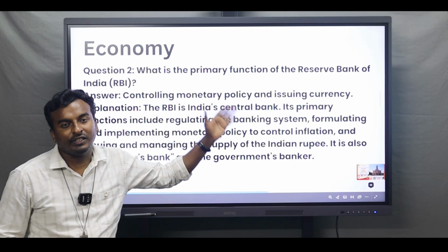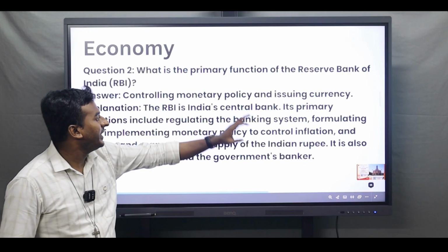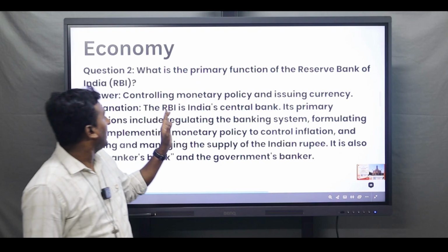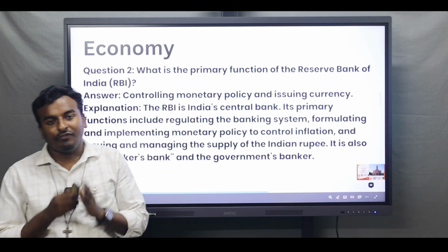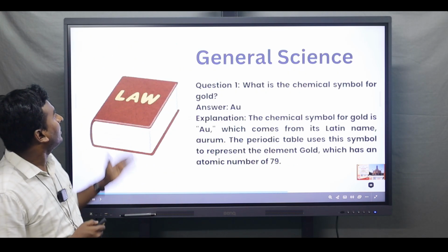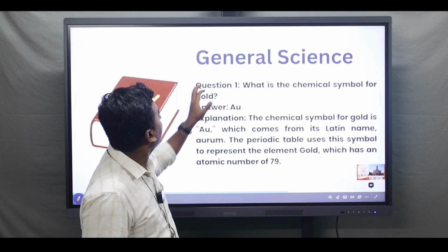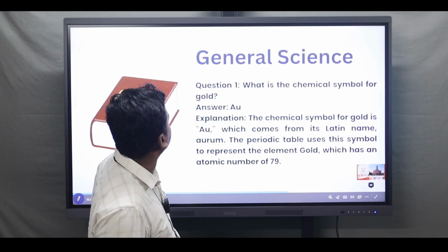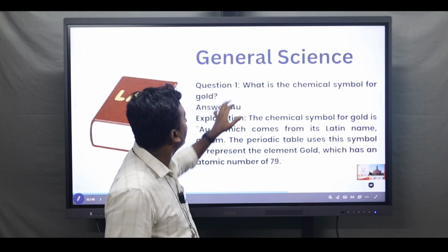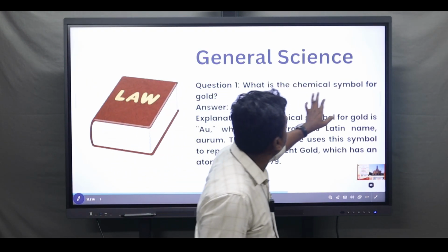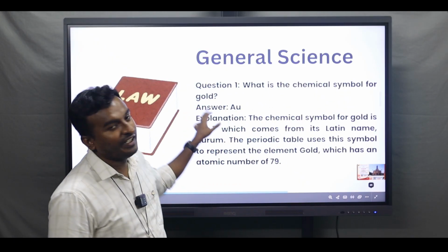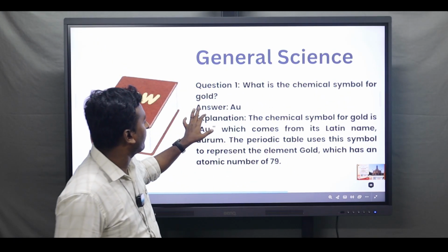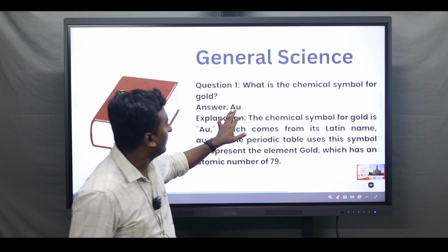The fundamental duties of the Reserve Bank of India are issuing currency as well as controlling monetary policy, the main thing of the Reserve Bank of India. So these questions are very simple. Then let's move on to the next, the general knowledge questions. Okay, what is the chemical symbol of gold? It is easy. The chemical symbol of gold is AU.